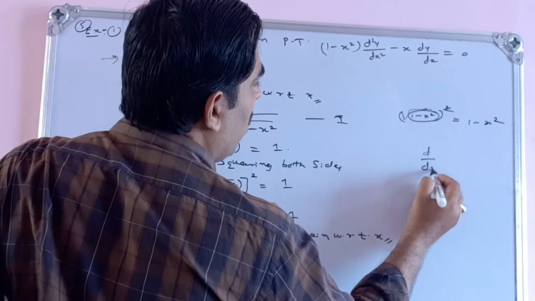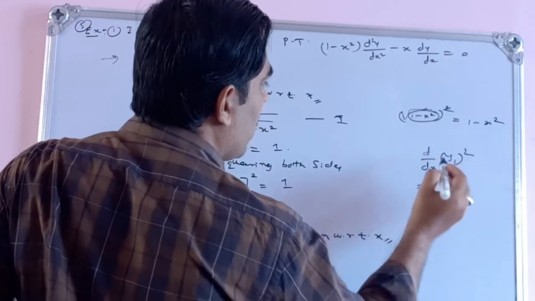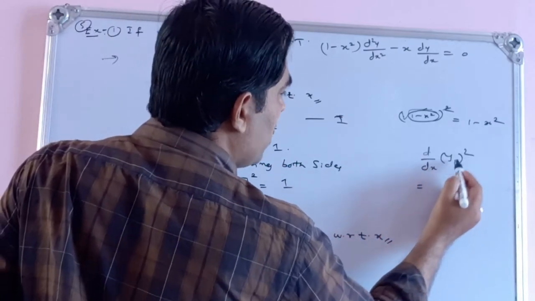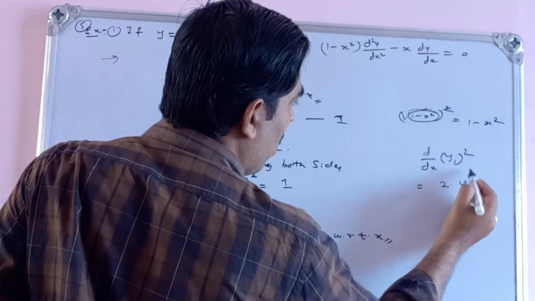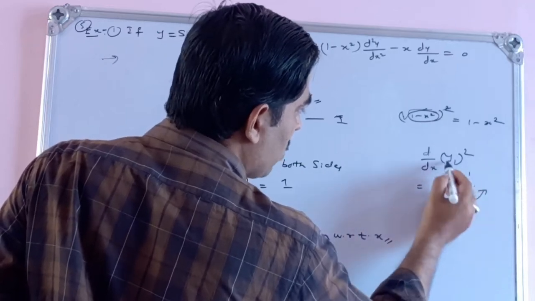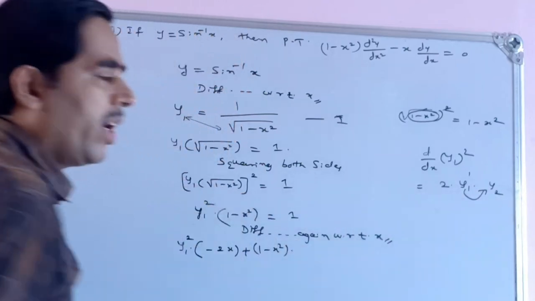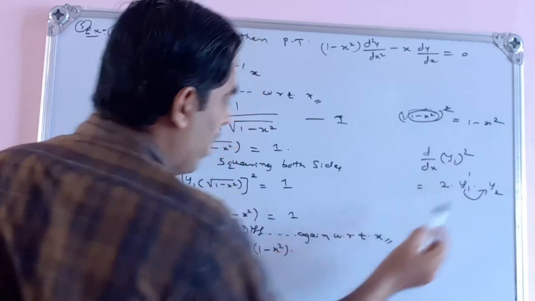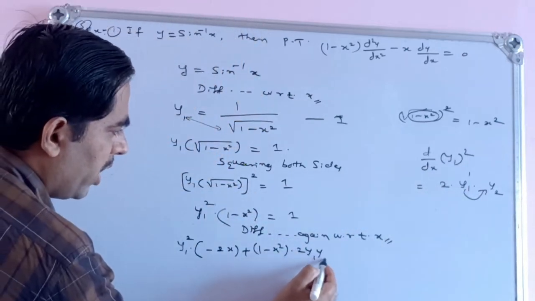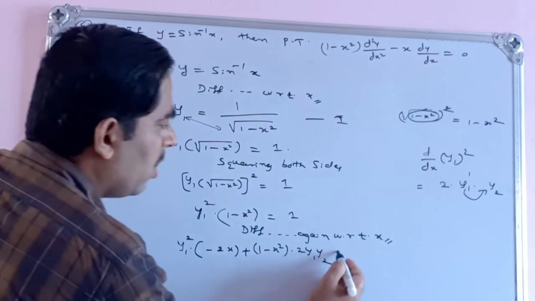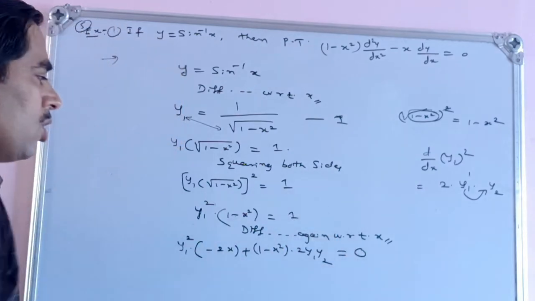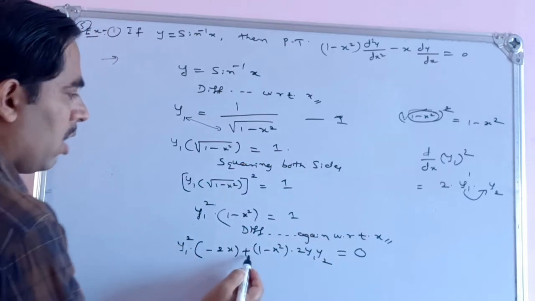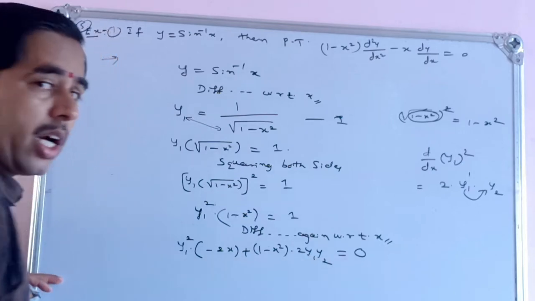What is the derivative of y1 square? Important here, observe this term. Use the power rule: for x to the power n, the derivative is n into x to the power n minus 1. So 2 into y1 to the power 2 minus 1, that is 1, into the derivative of the inner quantity y1, which is y2. So the derivative of y1 square is 2y1 y2. I have used the product rule for the left hand side, and the derivative of the constant 1 is 0. Differentiating with respect to x on both sides, we get minus 2x into y1 square plus (1 minus x square) into 2y1 y2, and the right hand side is 0.